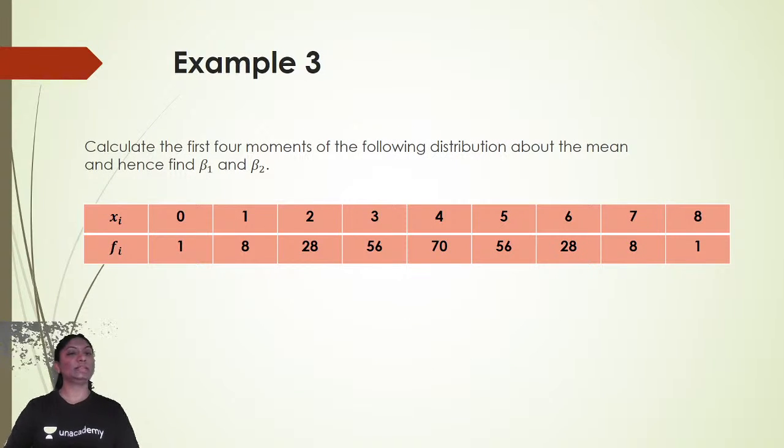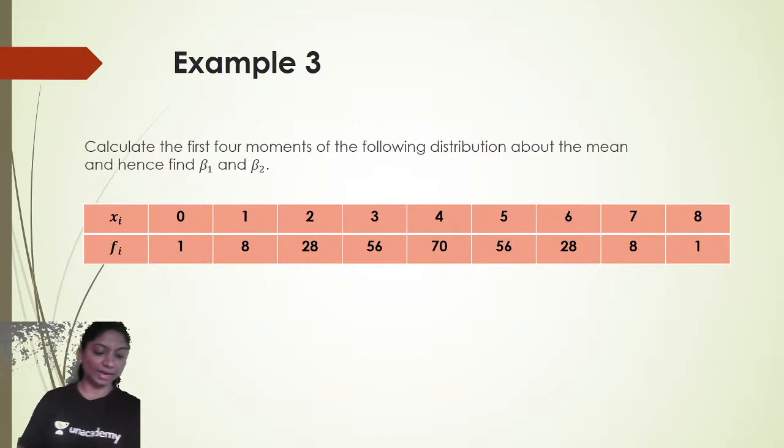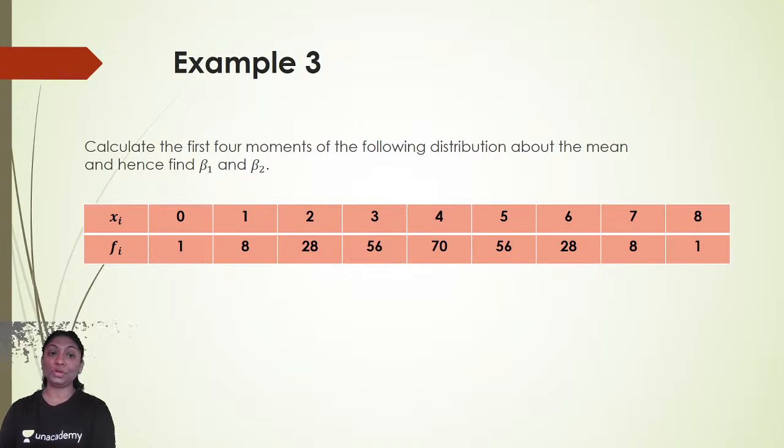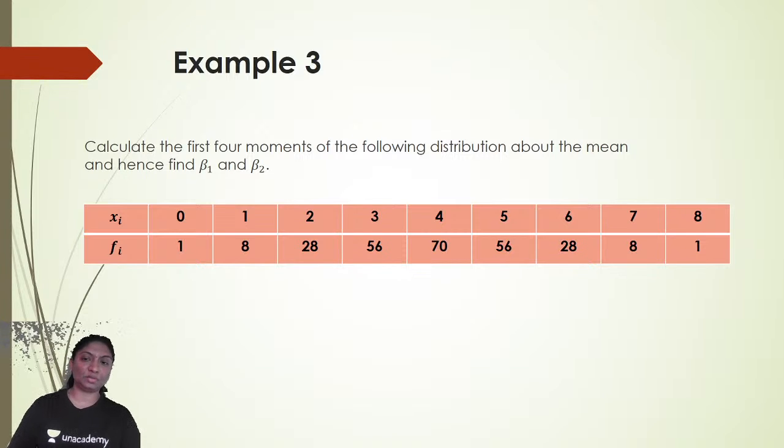Now see the next example: calculate the first 4 moments of the following distribution about the mean and hence find beta 1 and beta 2. Now the raw data is given. It means the first 4 moments are not given. Only raw data is given. It means mu1 dash, mu2 dash, mu3 dash, mu4 dash are not given.